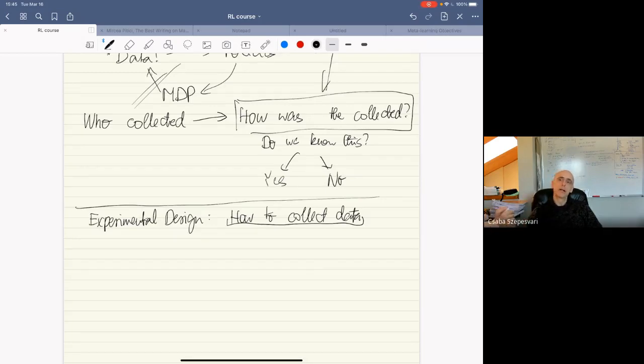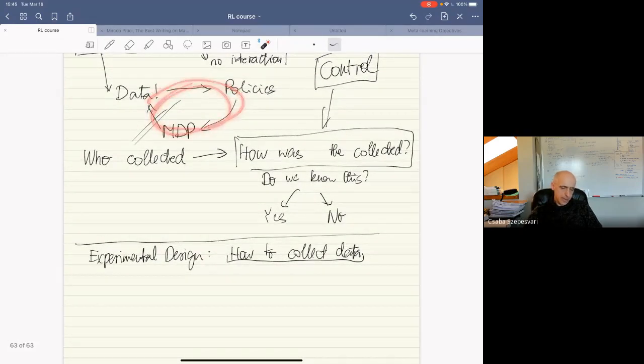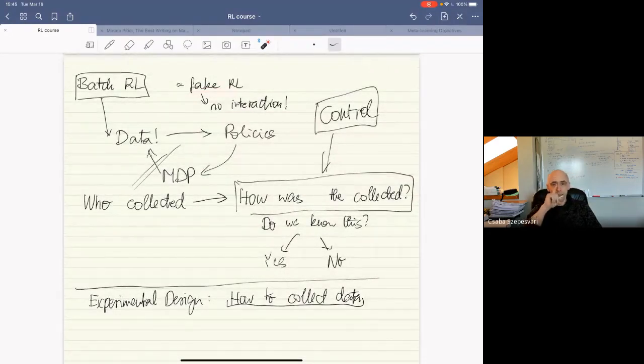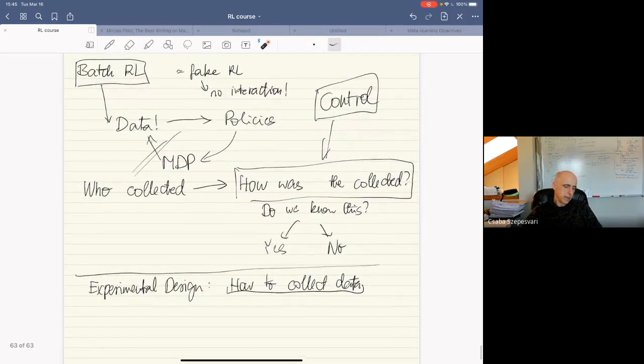Otherwise, you would close the loop. Otherwise, you would just run this loop, and then you wouldn't need to deal with fake RL. You would be running in a loop. And so usually in this batch RL, people argue that this is a practical constraint, that due to practicalities of the problems that we face, you can't really go in and say, oh, let's deploy this policy, and with this policy, let's collect more data. Because people are too scared of that.